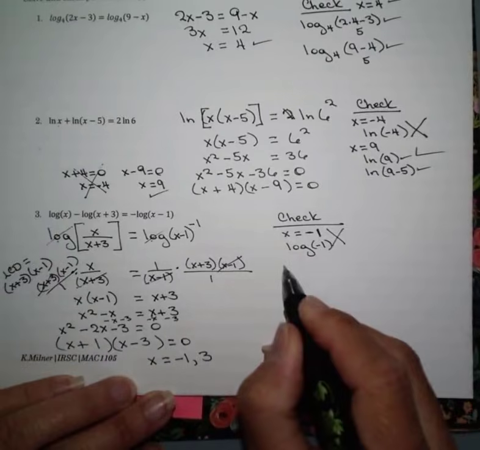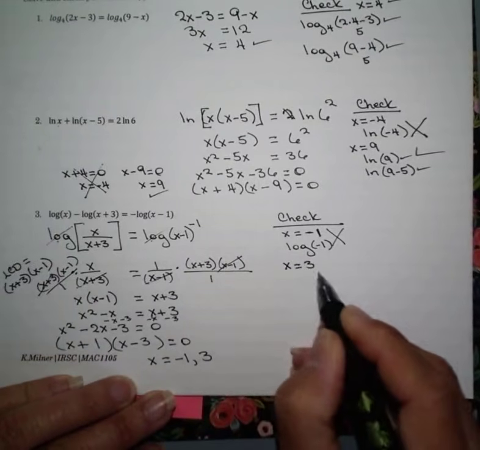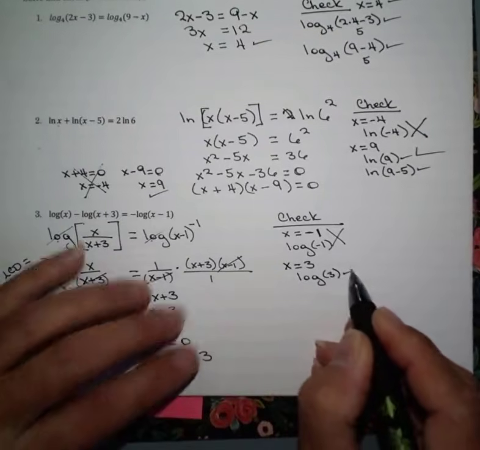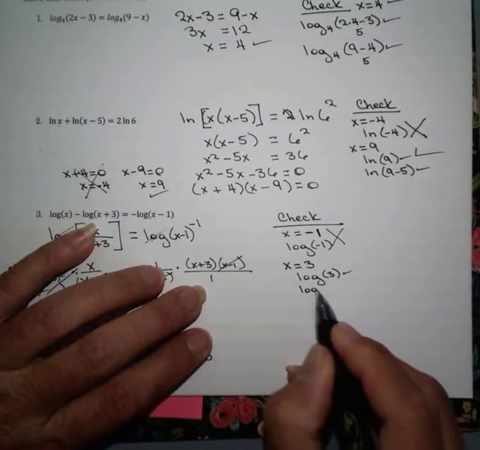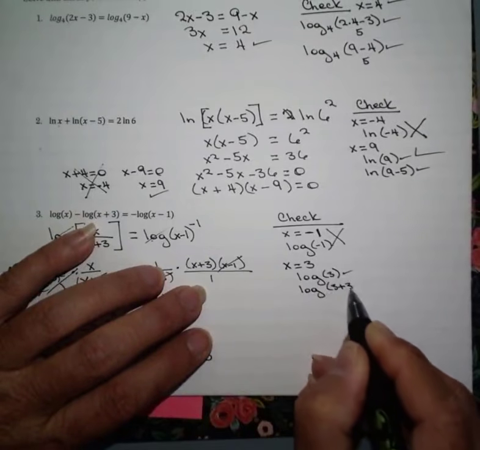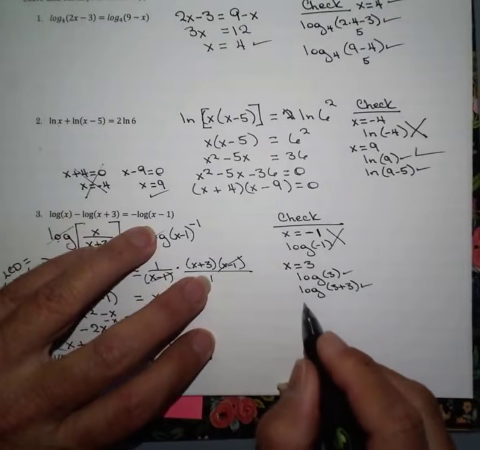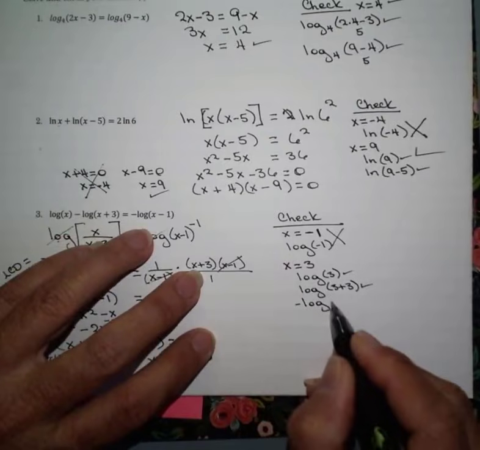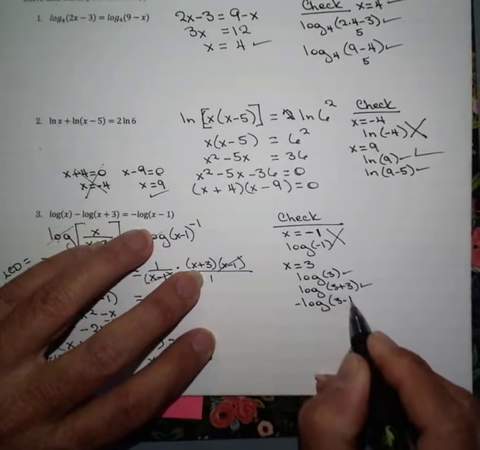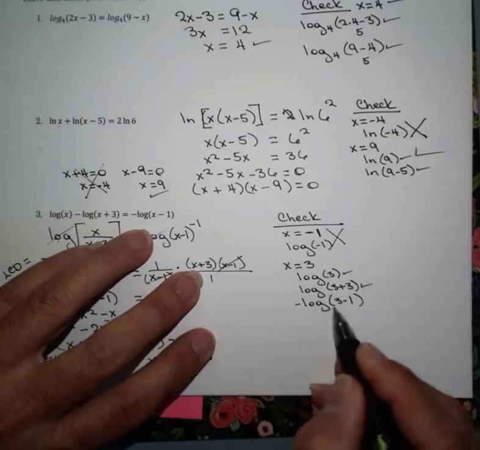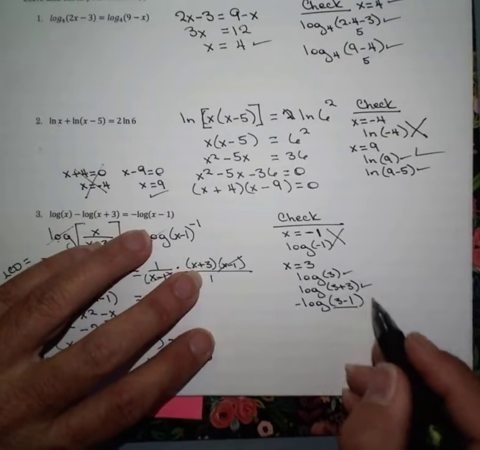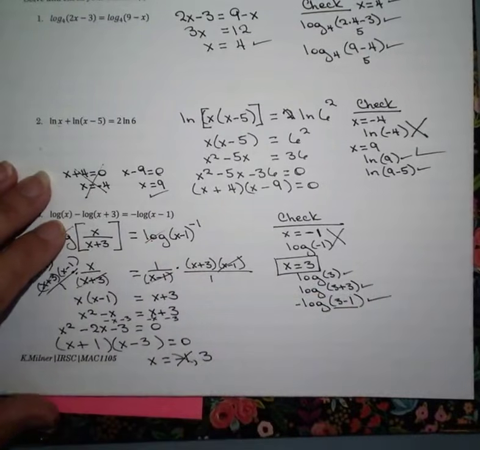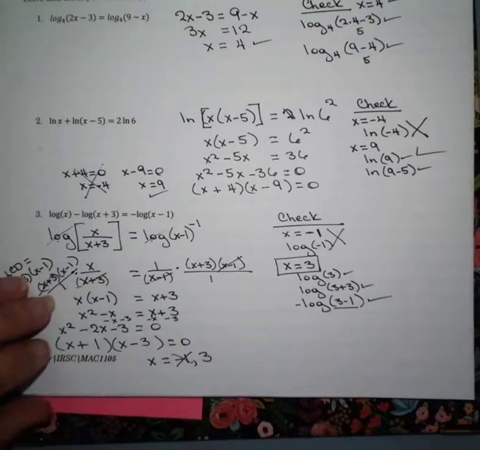So I can say, okay, let's check x is equal to 3. And the first log I check is log of x. Well, that would be log of 3. That's okay. This one is going to be log of 3 plus 3. Well, log of 6 is okay. And this one, now it doesn't matter if that log is negative out front. We don't care. Negative log, I'll put negative log of 3 minus 1. This is the part we care, if this part is negative or not. 3 minus 1 is 2. That's positive. So this is okay. So the answer I have for this one is the negative 1 didn't work, but x is equal to 3 does work.